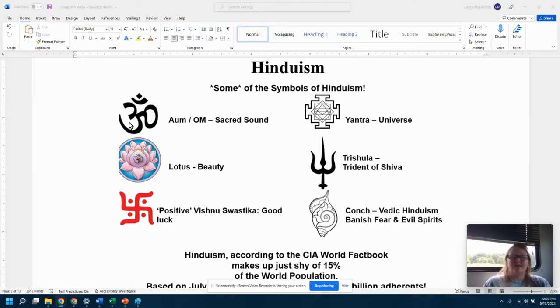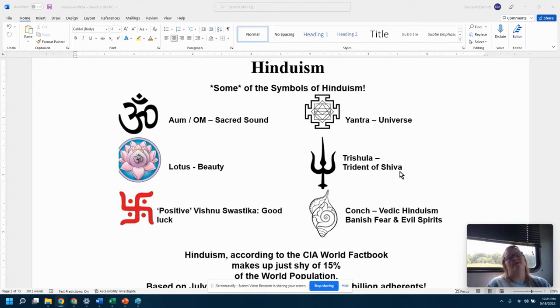So I'm now adding back some of the key images or symbols that you might see associated with Hinduism. So, of course, we have the Om sound. Now, some of us might be thinking, Om, that's a Buddhist thing. It is, but it actually originates in Hinduism. We have the symbol of the universe, which is the yantra. We have the lotus, which in Hinduism emphasizes beauty. We have the Trishula, which is the trident of Shiva.